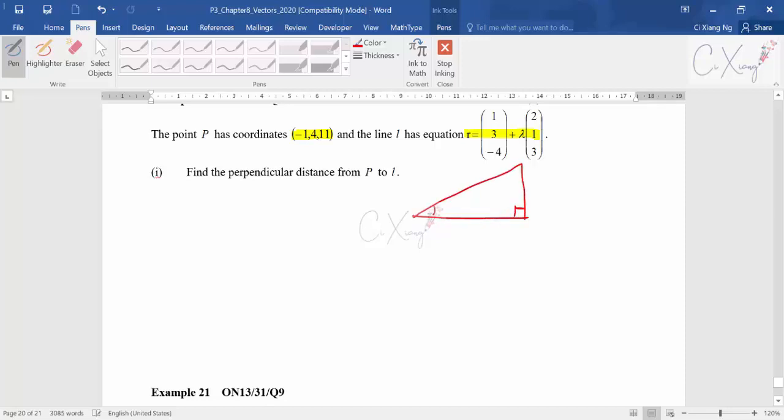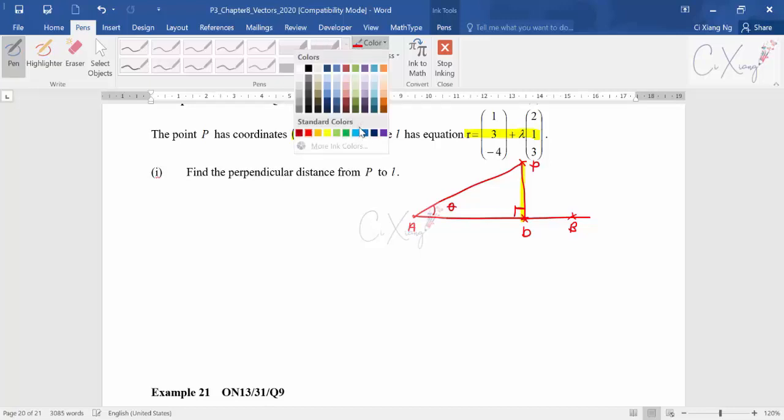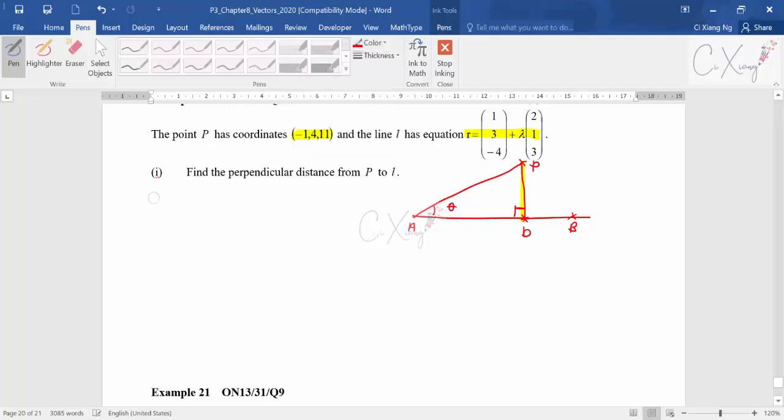Okay, alright, so according to our steps, this is A, this is B. I still label this as D, but this is P. Okay, so I want to find out this perpendicular distance. According to this method, first step number 1, you need to find out the unit vector of AB.